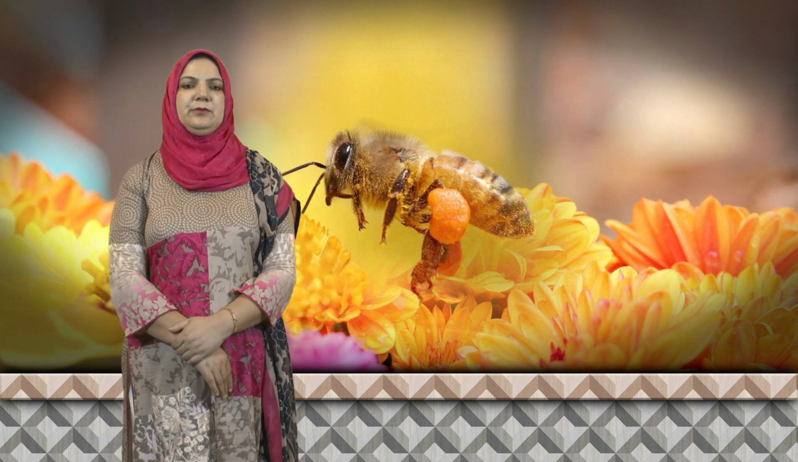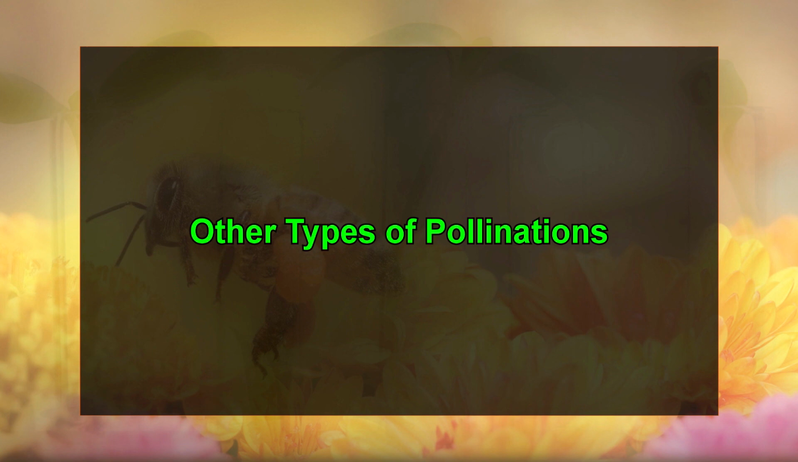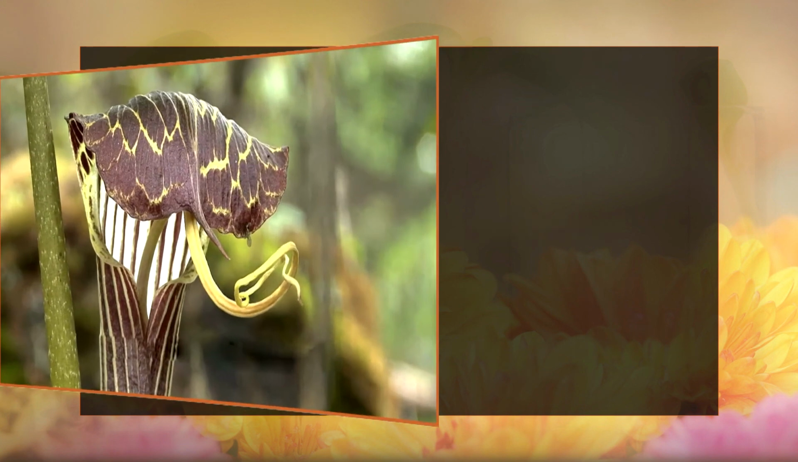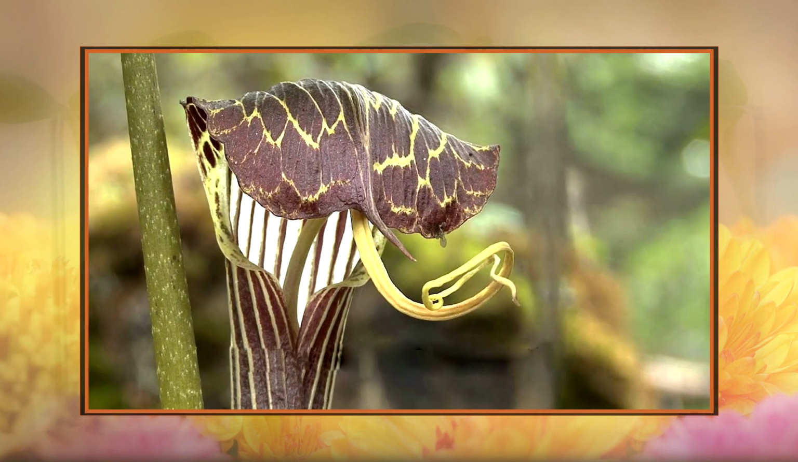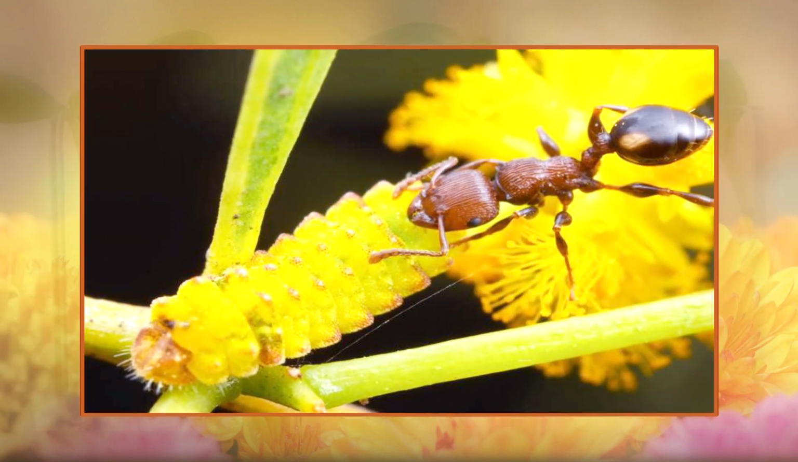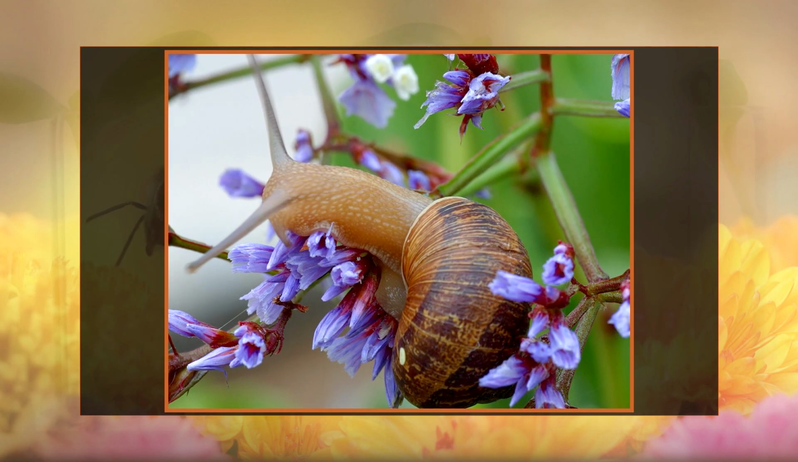Then we have some other types of pollination like ophiophily, that is the pollination by snakes, myrmecophily, pollination by ants, and malacophily, pollination by snails.